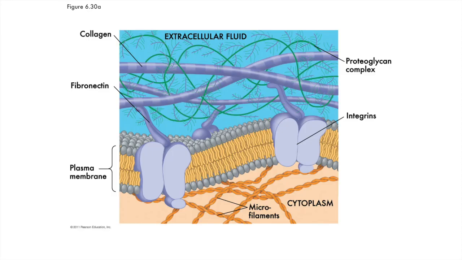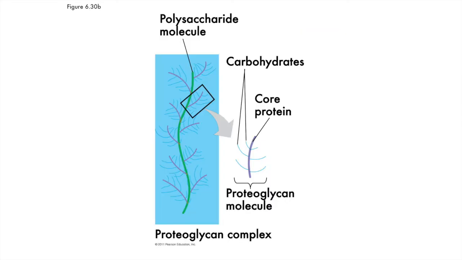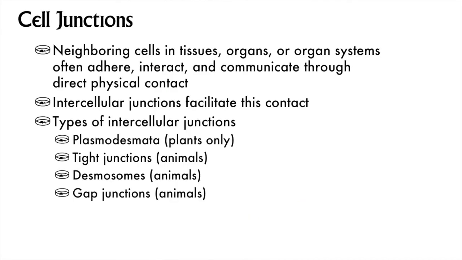In this illustration, you can see that outside the plasma membrane is a rich tapestry of different molecules that anchor the cells together. One type of molecule we find in the ECM are proteoglycans. They are different from glycoproteins, which are proteins with carbohydrates attached, in that proteoglycans have polysaccharides at their core with proteins attached.